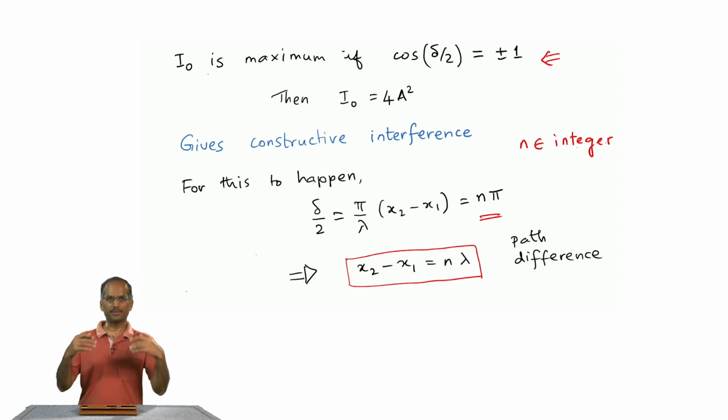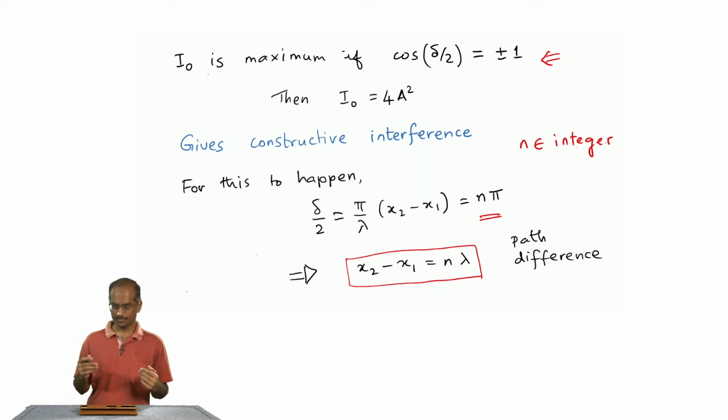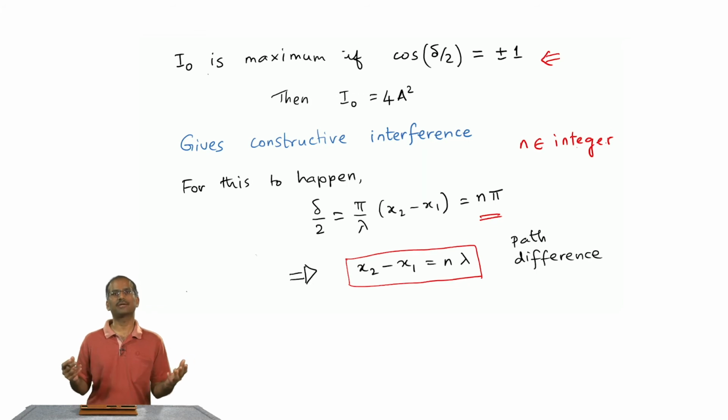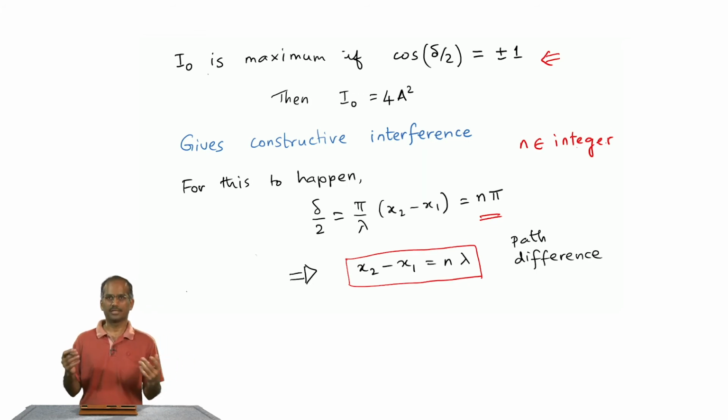Notice that with respect to whatever we had seen earlier, in this case there are no additional phase factors that we need to consider due to reflection and so on. There are no additional contributions to the phase. So, directly if the path difference is equal to integral multiple of a wavelength, you will get constructive interference.